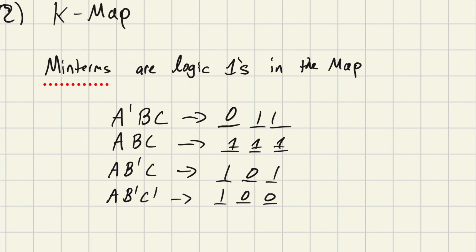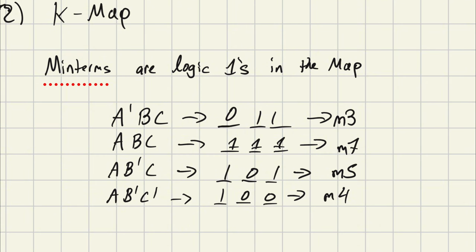So the next step would be identifying the decimal values that each of these three-digit binary values hold. To do that, we can just convert from binary into decimal. So 0, 1, 1 would correspond to 3. So this would be minterm 3. 1, 1, 1 would correspond to 7, so this would be minterm 7. 1, 0, 1 corresponds to 5, so that would be minterm 5. And finally, 1, 0, 0 will correspond to minterm 4.